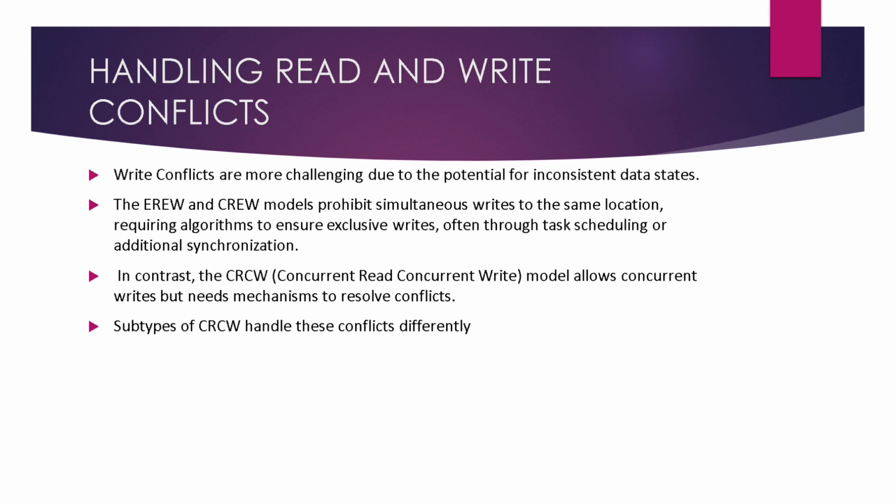As we can say, common CRCW requires all processors to write the same value. Arbitrary CRCW selects one processor's write to succeed. In case of priority CRCW, it uses a priority system to determine which write occurs, and in random CRCW, it randomly selects a write to succeed.